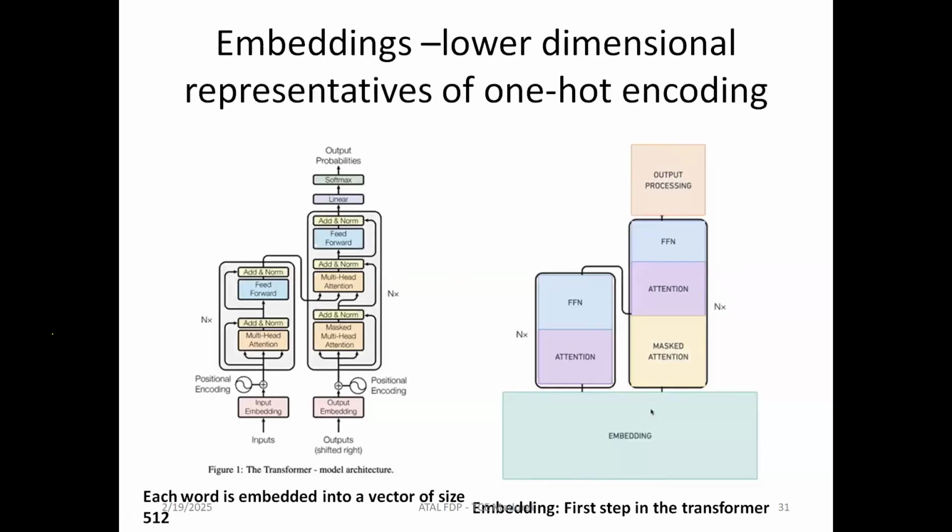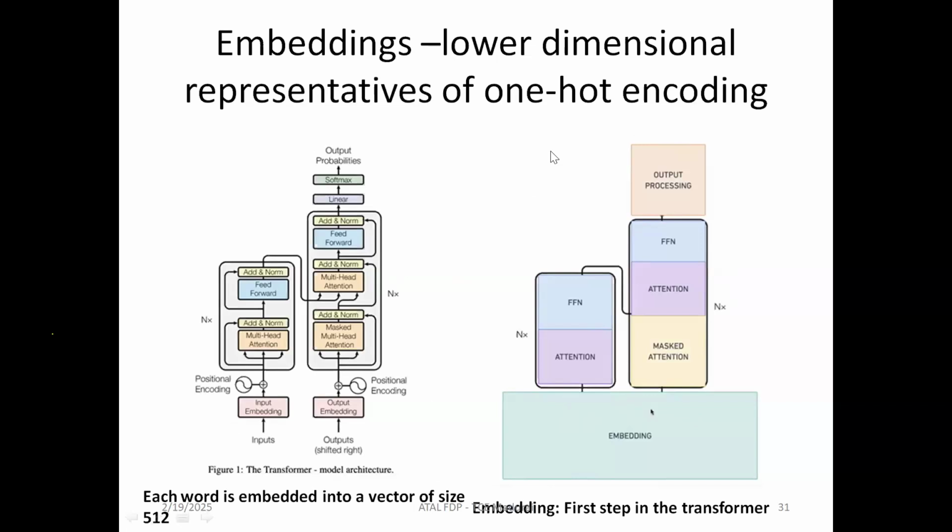So I will show you in detail. The next thing is we should know what is the role of embedding. Each word is embedded into a vector of size 512. This is the first step in the transformer. We are going to perform this embedding on both the input as well as the output, where we are going to define the word size.